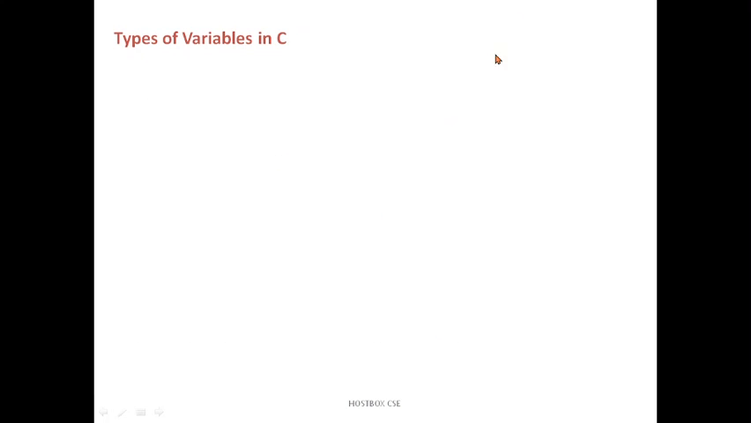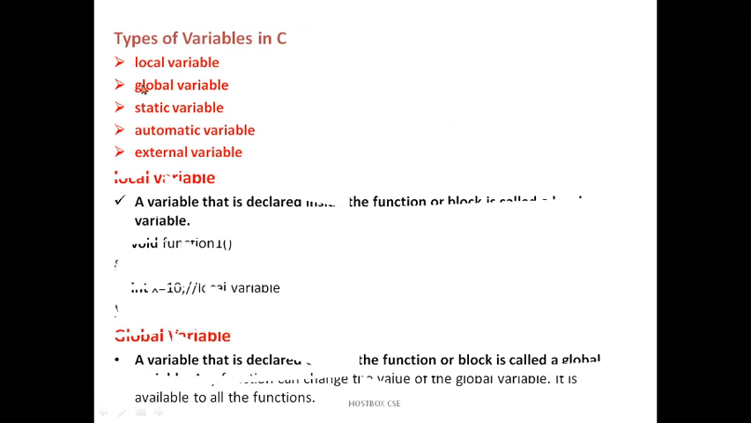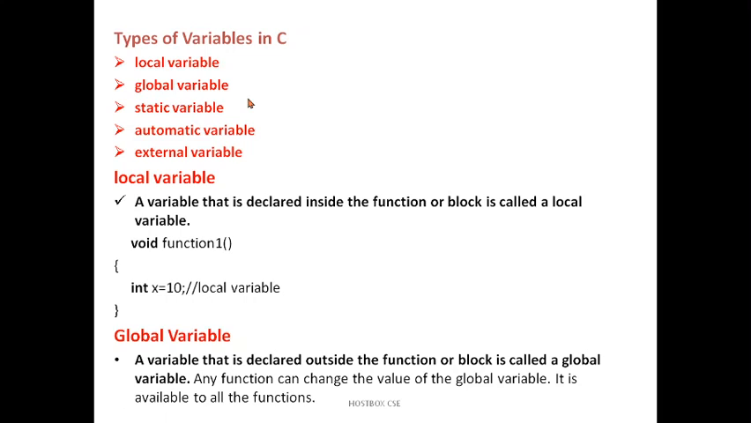Then we come to the types of variables. There are a few types. One is called local variable, another is global, another is static, another is automatic, and another is external variable. Let's see one by one what they are, what is the meaning, why we need them, and how to declare them, with examples.